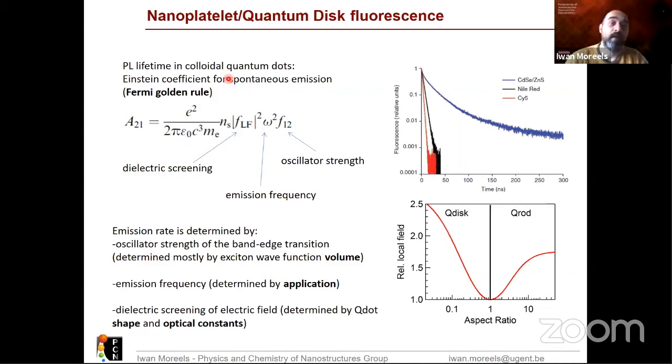And this I show you in this equation here, which is the so-called Fermi's golden rule. Because Fermi's golden rule here states that the absorption strength, and therefore also the emission strength or the emission rate, depends on the intrinsic oscillator strength of the transition. In other words, the, say, electron-hole overlap. It also depends on the emission frequency, which is less important now, but very importantly, it depends on the amount of light that actually enters the nanocrystal. It depends on the dielectric screening or the local field factor. And for quantum dots, this is much larger than for nanoplatelets, for instance. So just by changing the shape, you can enhance the emission of a nanoplatelet.